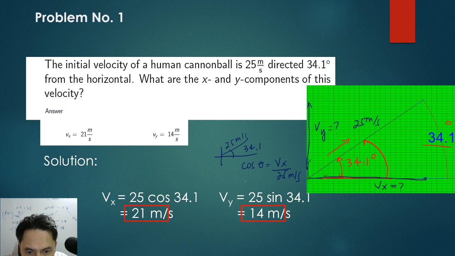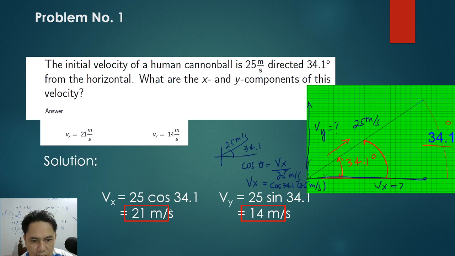So if we want to get the velocity at x, or the component of velocity at the x axis, that's going to be cosine of the angle, which is 34.1, multiplied by 25 meters per second. So that is basically this one, right?